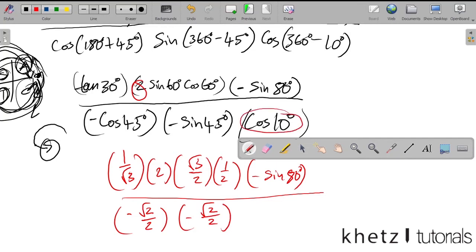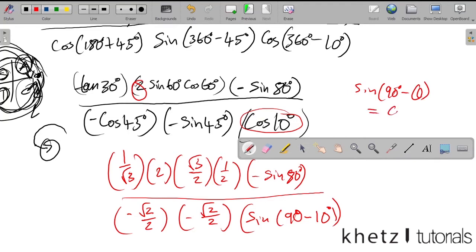Then for this part, which is cosine of 10, you can just transform this into a sine of 90 degrees subtract 10 degrees, right? I'm using co-ratios. If you have sine of 90 degrees subtract a certain angle, it equals cosine of that same angle. So in our case, we have 10 degrees. So I transform this cosine of 10 degrees into sine of 90 degrees subtract 10 degrees. That is what I have over there.